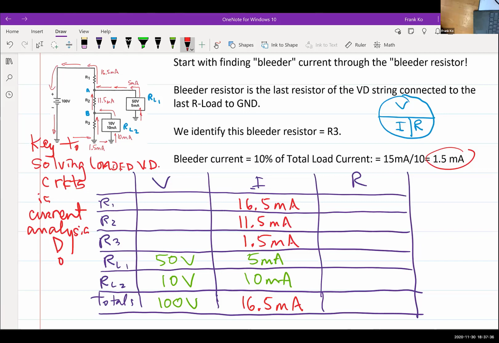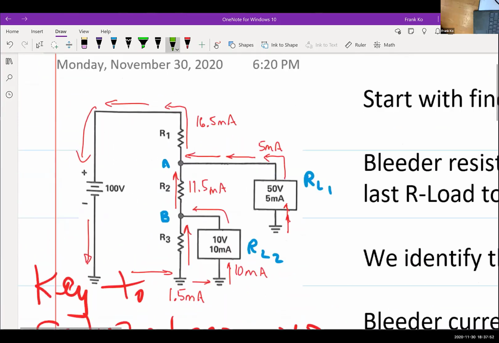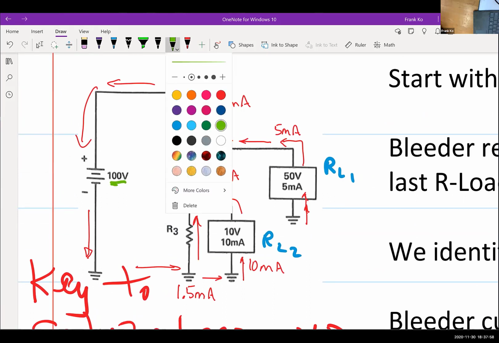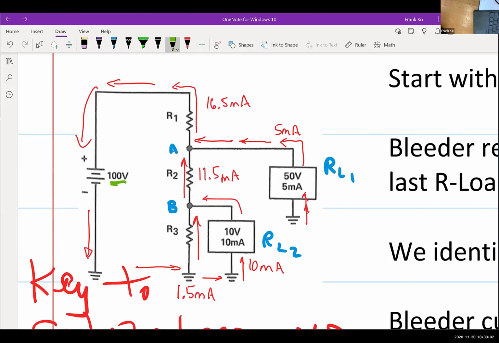How do I tackle V1? I don't have a resistor value yet, but I have enough information to determine the voltage across R1. How do I do this? I start with 100 volts at the top, and my first load is specified at point A as being 50 volts to ground.